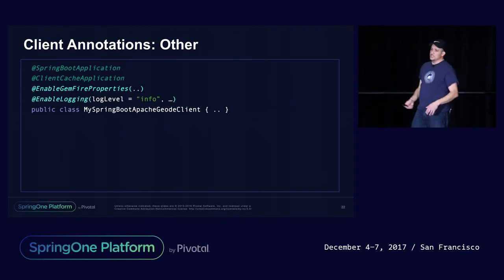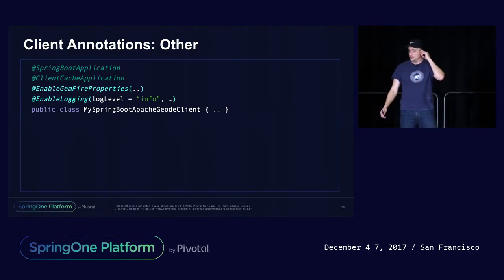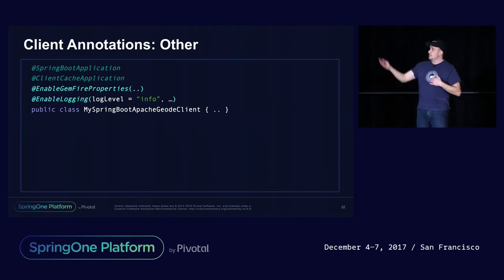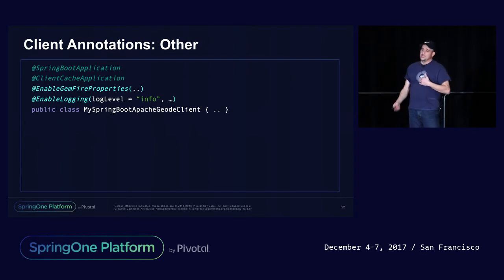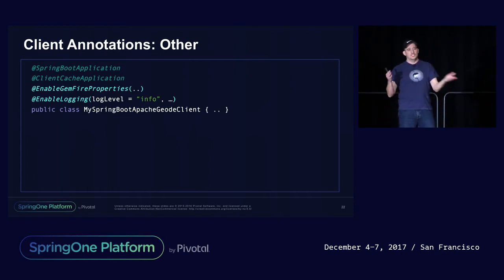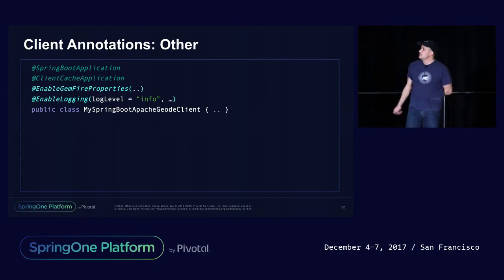And of course, everything that's left over, you can enable logging multiple different ways through the logging annotation or through Gemfire properties. There's a ton of other properties that you can set. This basically gives you a convenient way to access those. Of course, Geode actually recognizes those properties in properties files or as system properties as well.